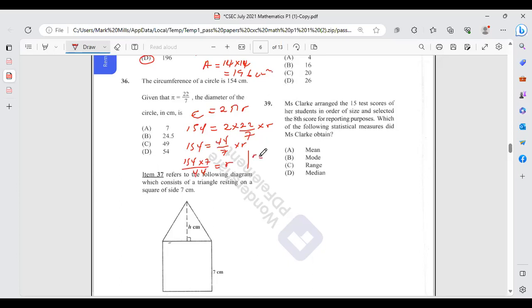Can somebody work out the radius for me? What do you get? 49? No, the radius is not 49. Look at it: you get 24.5. Now they ask for the diameter. So the radius is 24.5. What will I do now? Multiply by 2. So the diameter will be 2 times 24.5, which gives me 49. So that's what that means.